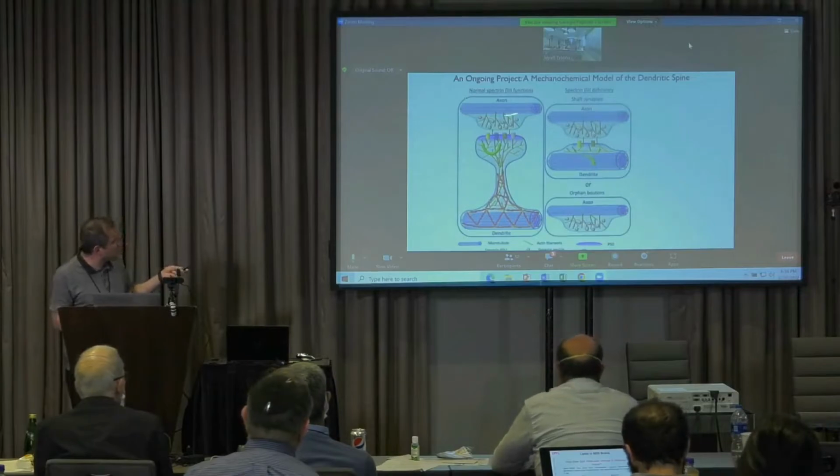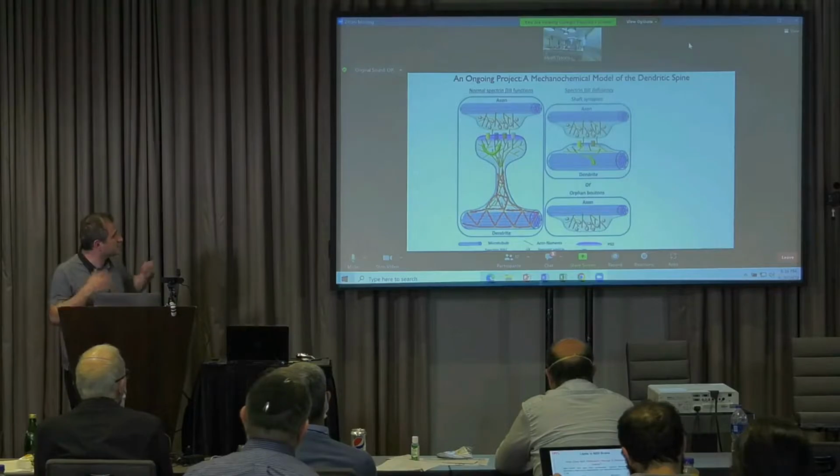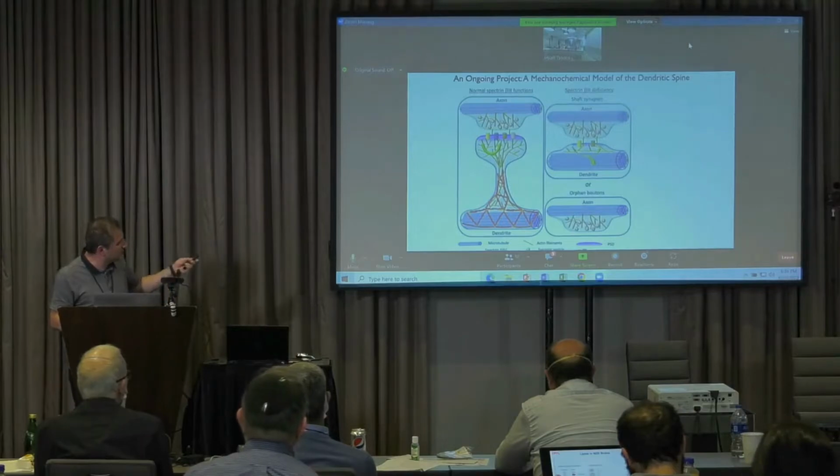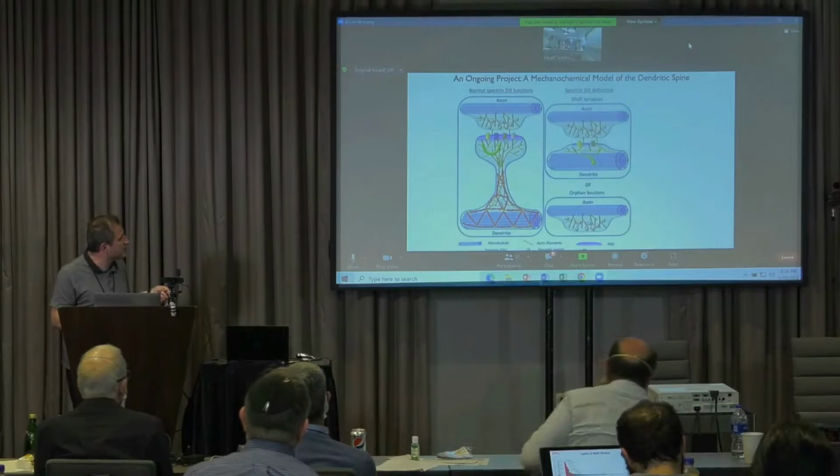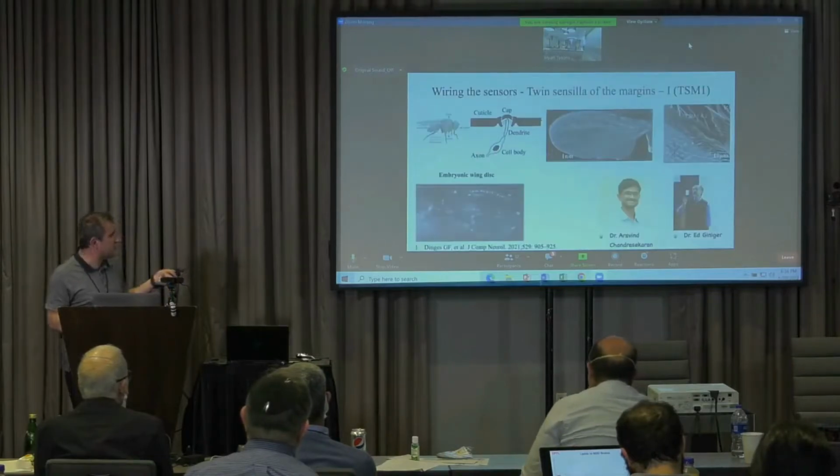An ongoing project, a long-term one, but still sort of an ongoing project for us, is to do a molecular model of a dendritic spine where we include multiple proteins and cytoskeletal components and signaling molecules that define the spine.